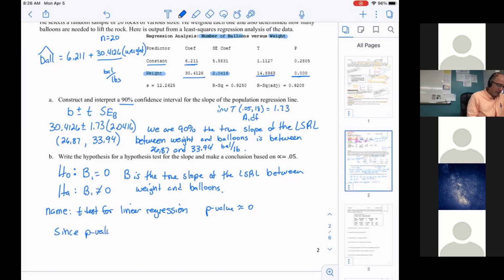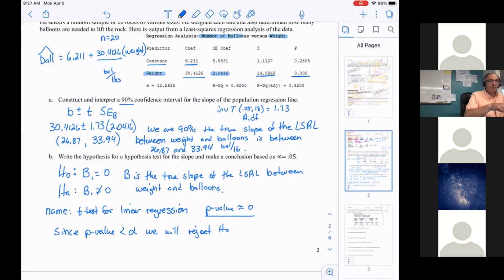Since the p-value is less than alpha, we will reject H0. H0 again is my null hypothesis that the slope is equal to 0. So this p-value, remember what a p-value is, is given that my null hypothesis is true, so given that there is no linear relationship between my two variables.